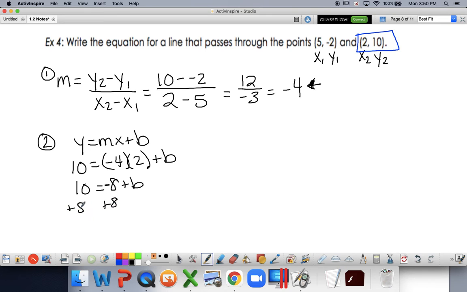Add 8 to both sides. My y-intercept is at 18. So I'm going to rewrite my equation: y equals negative 4x plus 18. Notice my answer. As we go through all of this, I have an x and a y in my solution.